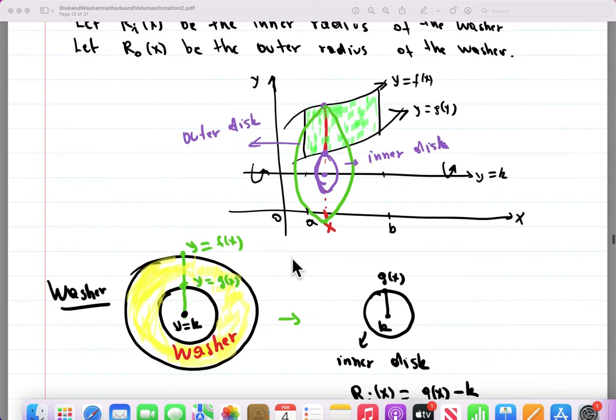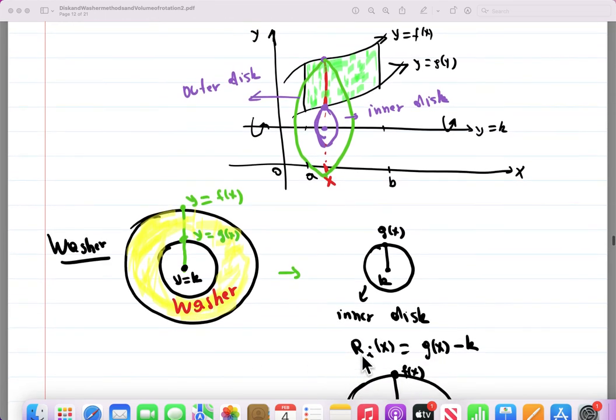So now for us to find the inner radius, we're looking at this circle. We know at the center we have y equals k, and at this point here, it's the function itself, y equals g of x. So this radius is g of x minus k, which gives us the inner radius. The inner radius we write as r sub I of x, where I stands for inner. So we got g of x minus k.